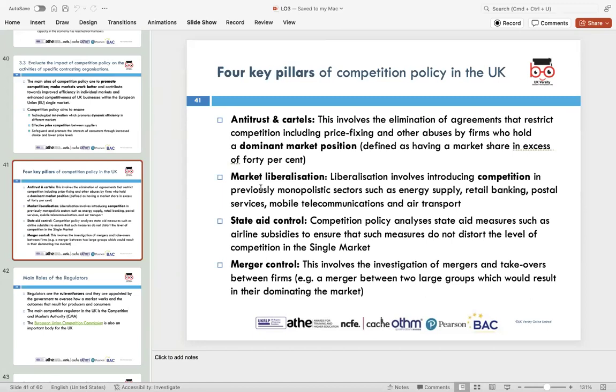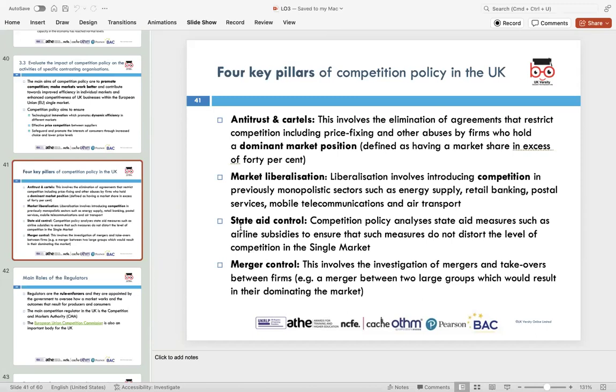So then is liberalization. In the context of market liberalization, the introduction of competition is integral to the process. Areas that were once monopolistic, such as the supply of electricity, retail banking, postal services, telecommunications on mobile devices, air transportation, and other services.